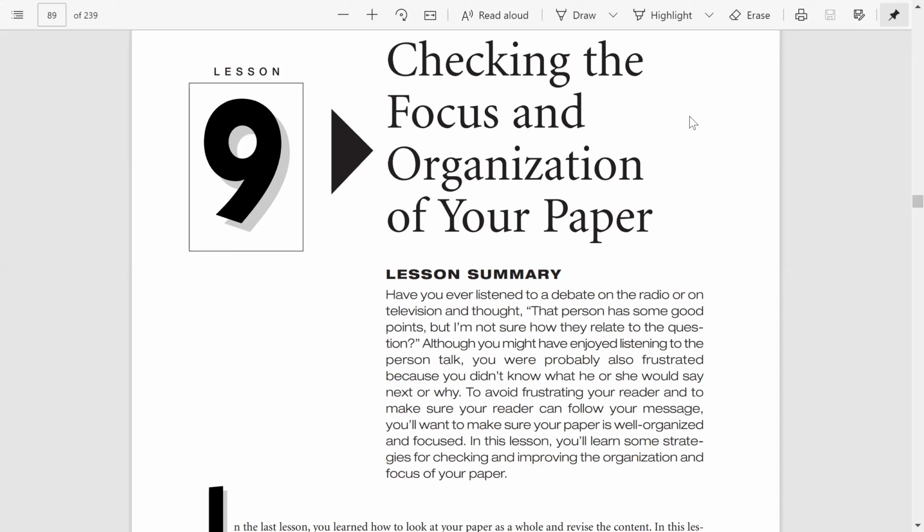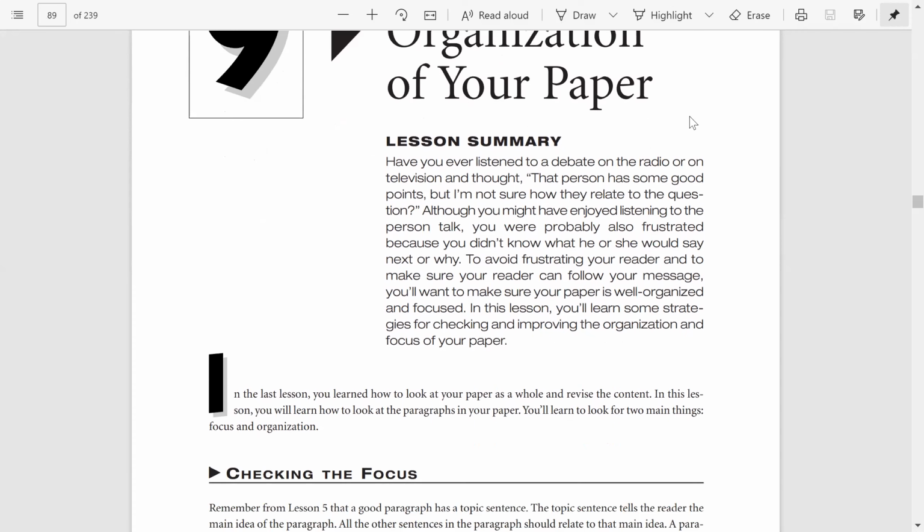Today the subject of my lecture is checking the focus and organization of your paper. In this chapter we are going to study how to check the focus and organization in a paragraph, in an article or in a paper.